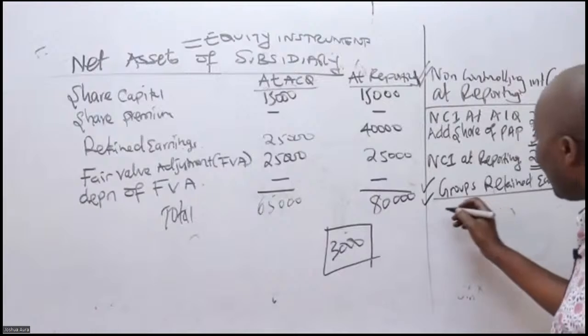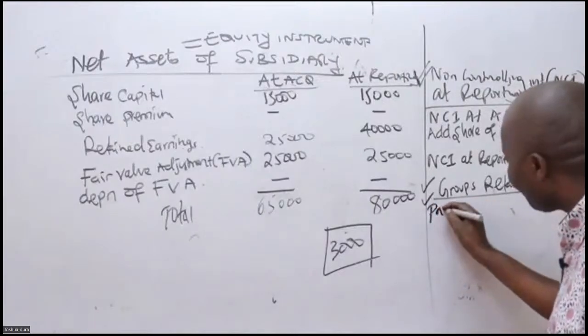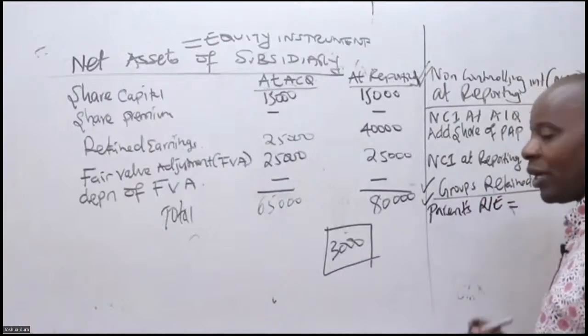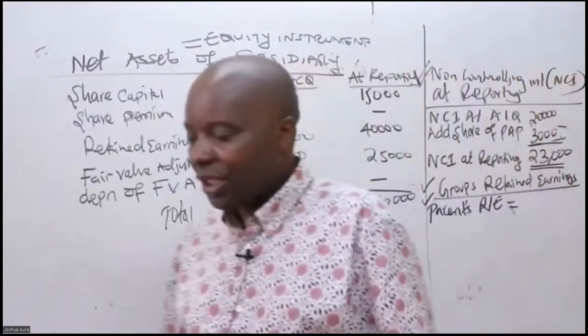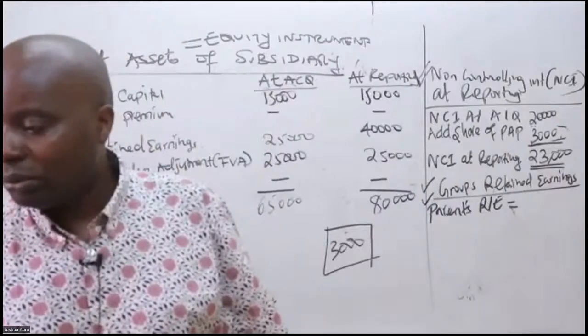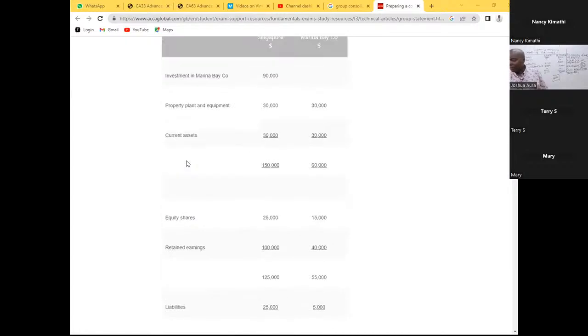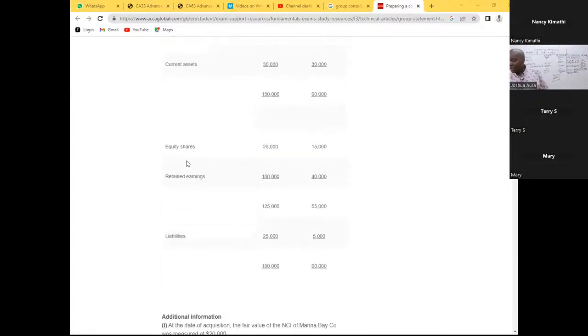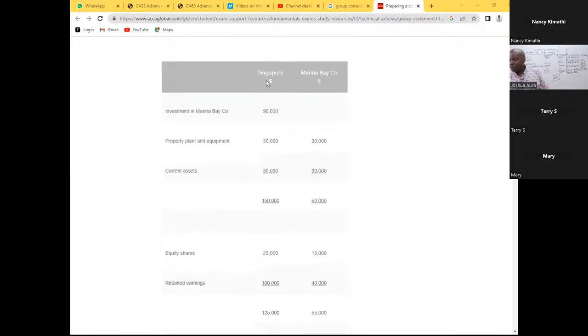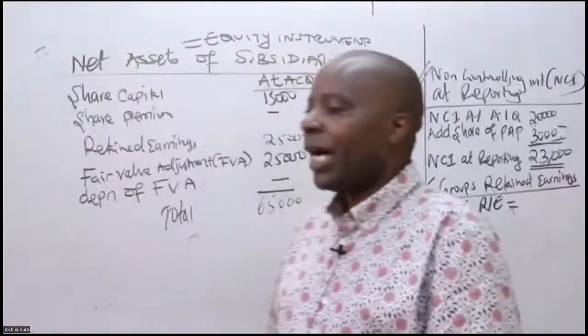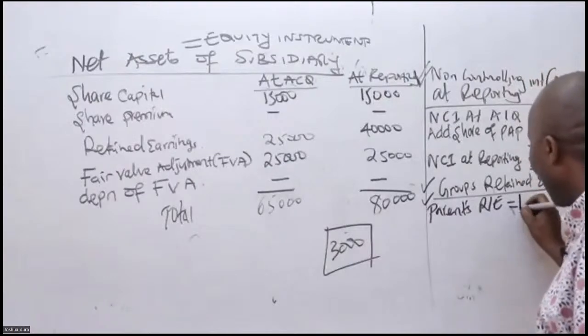So, group retained earnings. Now you come and give us here the parent's retained earnings. Are you able to see the parent's retained earnings? The parent is called Singapore. You can see the parent here. Singapore has what retained earnings? 100,000. So the retained earnings of the parent is 100,000.